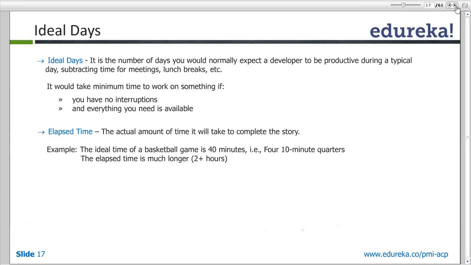So, for example, if the ideal time of a basketball game is 40 minutes, the elapsed time is much longer, more than two hours. Because you took a break in between, right? Some of your team members got the yellow card and the game got stretched. One of the persons got injured, and since the medical team was in, you guys had to put a halt. The actual game just went for 40 minutes, but to achieve that end goal, you spent 2 hours. Got it?